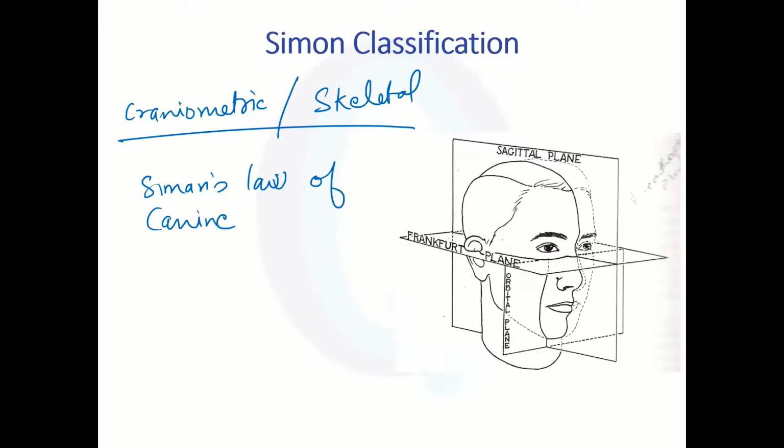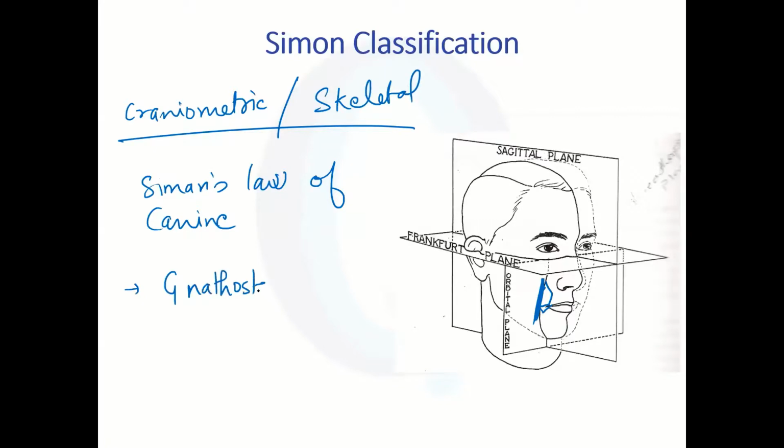The orbital plane runs from the distal of the canine. यहाँ पे अगर canine है, so it runs from the distal aspect of the canine. Second and the third thing that he talked about is gnathostatic models, which is very important.